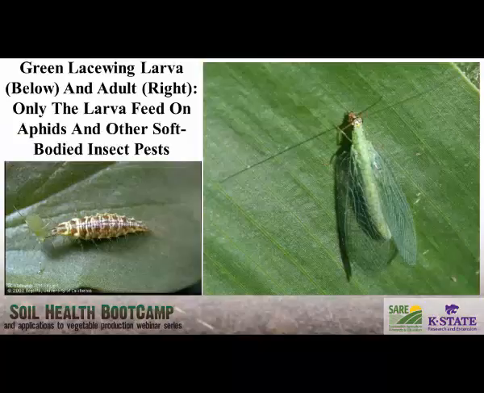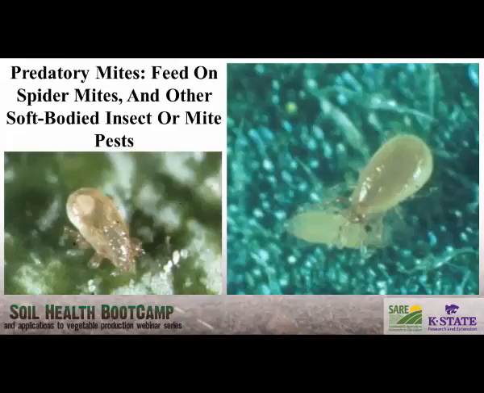A green lacewing larva on the left and adult on the right are shown in this image. Only the larva is predaceous, feeding on aphids and other soft-bodied insect pests. The adult does not directly feed on insect pests, but needs flowering plants that provide pollen and nectar as a food source. There are a number of predatory mites that feed on spider mites and other soft-bodied insect or mite pests. The primary means of detecting predatory mites is to shake plant leaves over a white sheet of paper and look for the predatory mites. Predatory mites will be actively moving, whereas pest spider mites will be moving much more slowly.